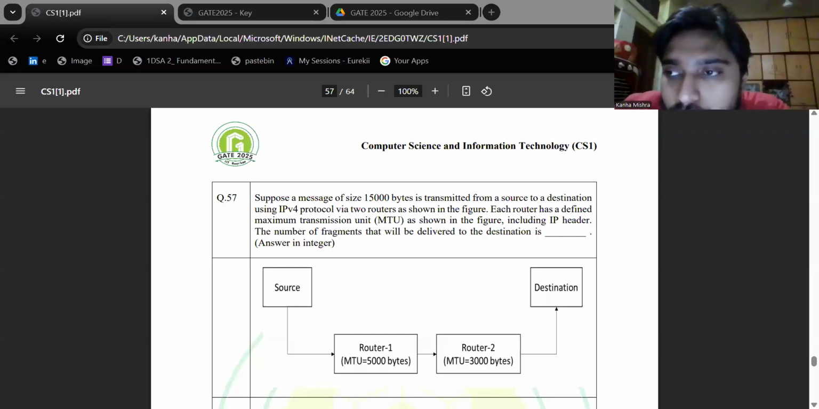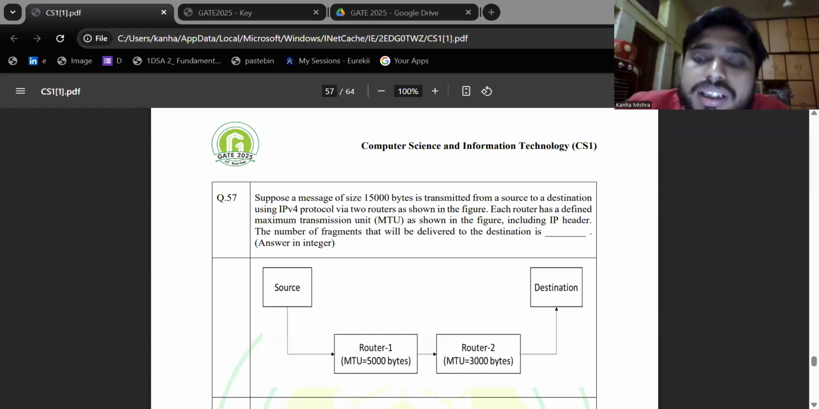Hello everyone, let's solve question 57 of GATE paper CS1 2025. Suppose a message of 15,000 bytes is transmitted from source to destination using IPv4 protocol via two routers as shown in the figure. Each router has a defined maximum transmission unit as shown in the figure, including the IP header. The number of fragments that will be delivered to the destination is?